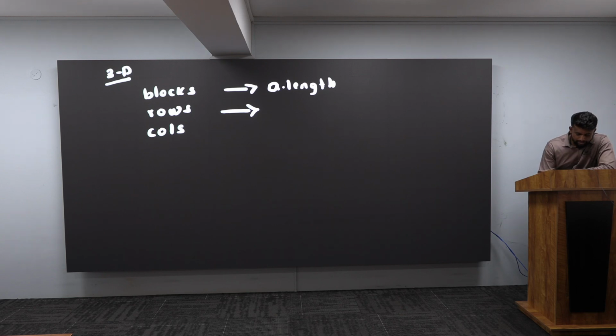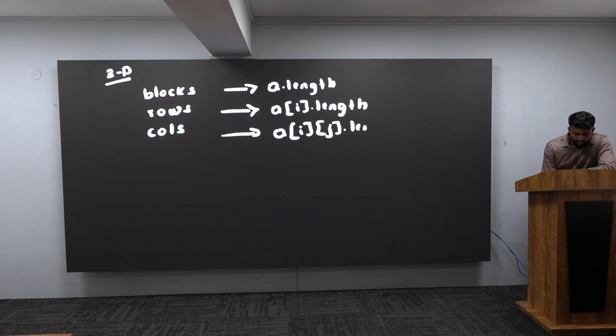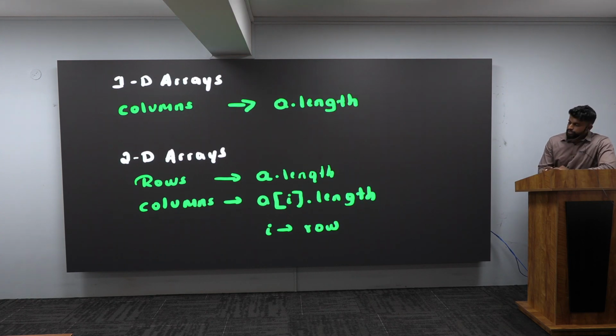How will you do it? It is A of I dot length. Like this you should say. I want columns in a three-dimensional array. What do you do? A of I j dot length you should say to get the number of columns in each row and each block. But if you look at the two-dimensional array, the story is different there. For a two-dimensional array, if you need the rows, it is A dot length. If you need the columns, what should you give? A of I dot length.